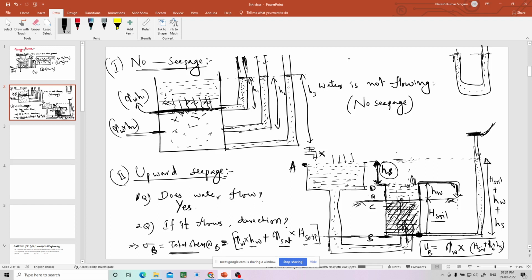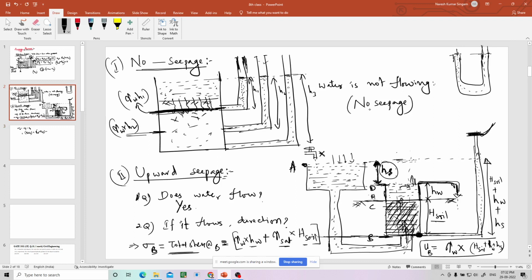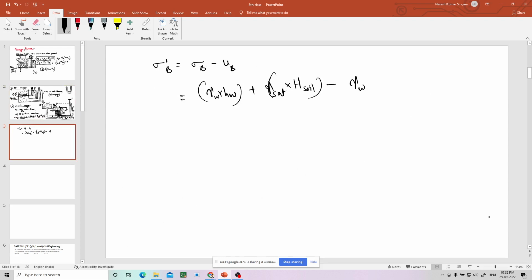Now from there I'll find sigma dash B, which is sigma B, the total stress, minus UB. I know sigma B is nothing but gamma W into HW plus gamma sat into H soil, minus UB. UB is gamma W into the sum of all this, gamma W into HS plus HW plus H soil. So this is the effective stress.